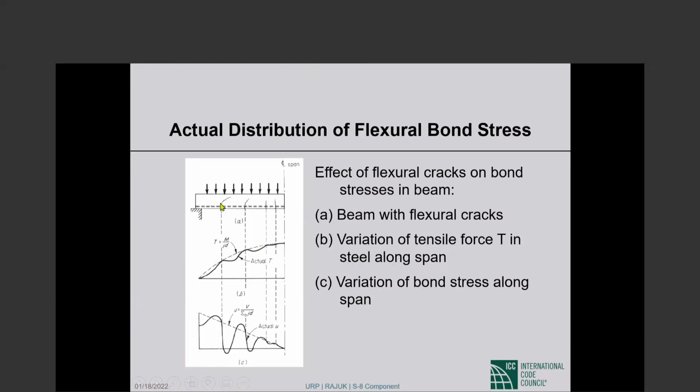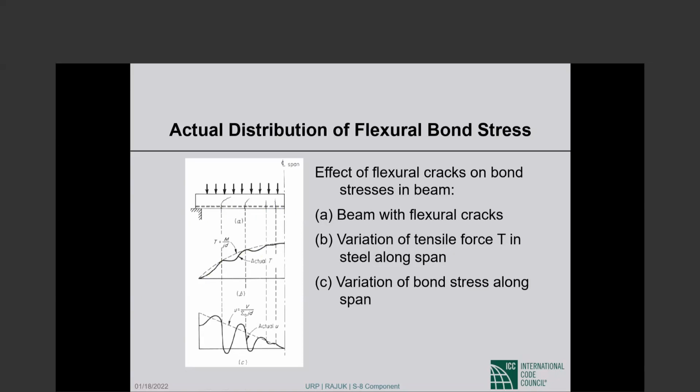But because of the cracks opening up, the actual tension in the reinforcement varies as shown by the solid line. Again, at the cracks, concrete doesn't carry any tension, so the entire tension has to be carried by reinforcement.